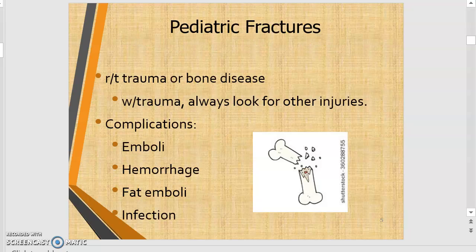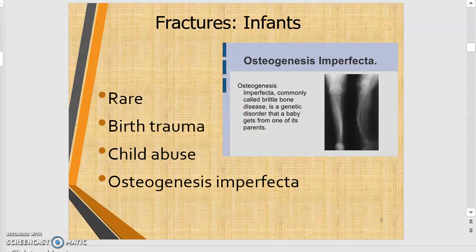Pediatric fractures are usually trauma related: falling off swing sets, motor vehicle or bicycle accidents, that kind of stuff. We also have to look for other injuries in the child with a pediatric fracture. We want to look for bone disease, because if they fall off their bike, most kids don't develop a fracture from that. So we do want to look into whether they have any bone disease, like brittle bone disease. And also think about complications that can happen in children, just like adults, embolus, hemorrhage, all of these. Those are things we need to be aware of as well.